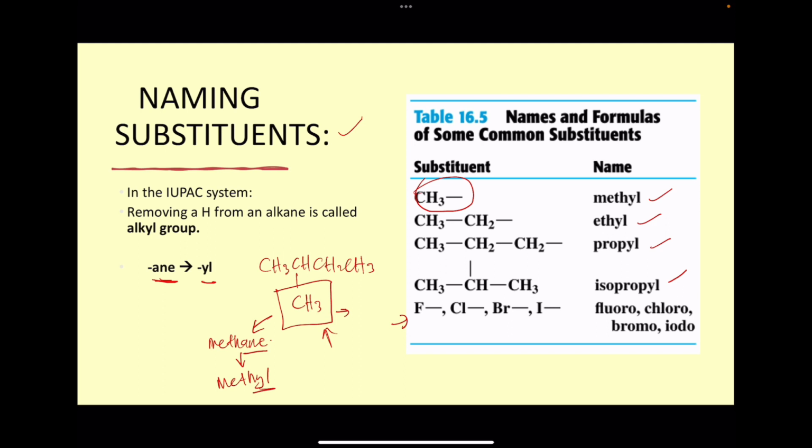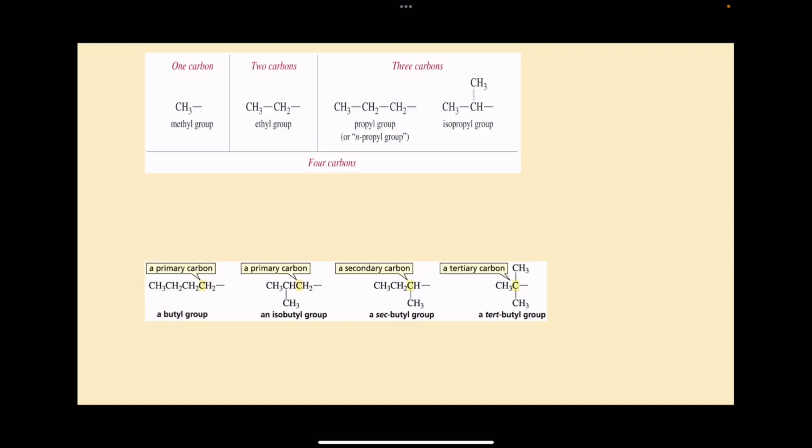and then when the halogen become the substituent, kita kena tukar nama dia, kita tukar hujung dia kepada O. Okay, fluorine pergi fluoro, chlorine pergi chloro, bromine bromo, and iodine iodo. Okay, ini adalah beberapa lagi contoh untuk substituent. So untuk substituent ni, you have to be familiar with all the substituent yang ada.